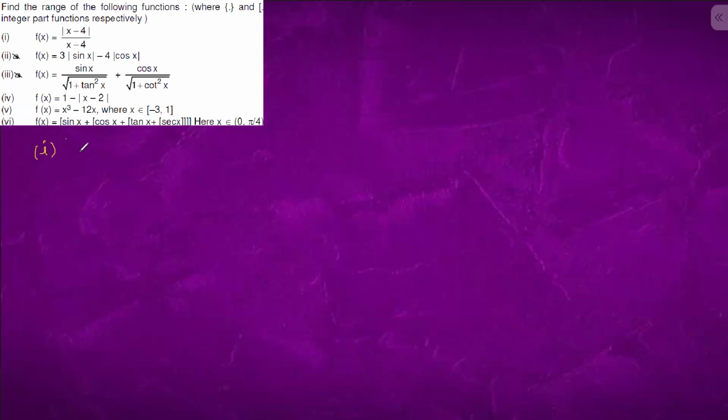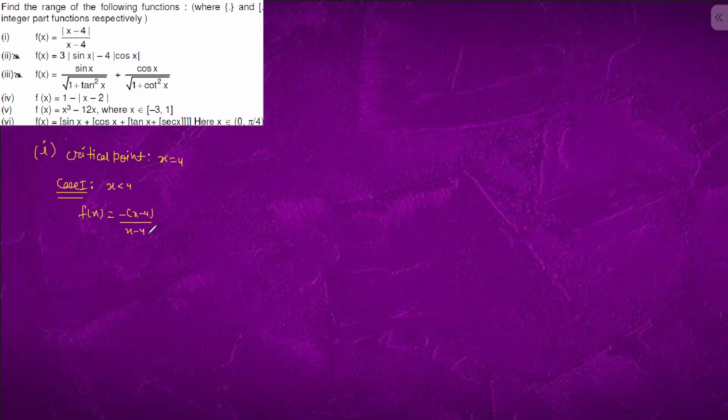Question 1. We can see that the critical point is x equals 4 and x should not be 4. So we have case 1: x less than 4. It will come out to be f(x) equals minus of (x minus 4) upon (x minus 4), which is what? Minus 1.